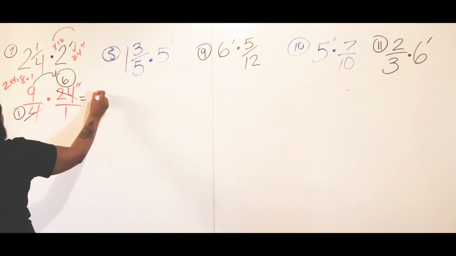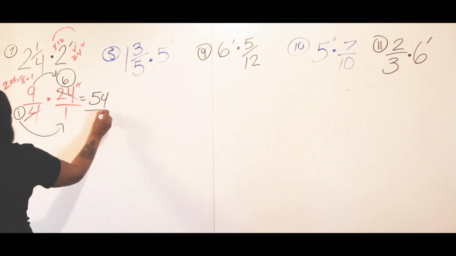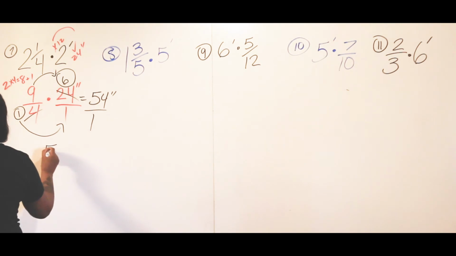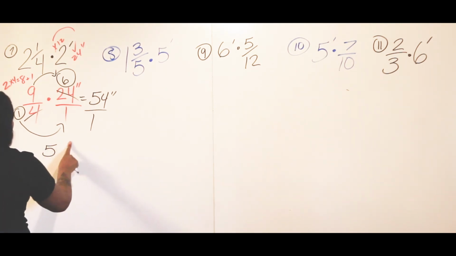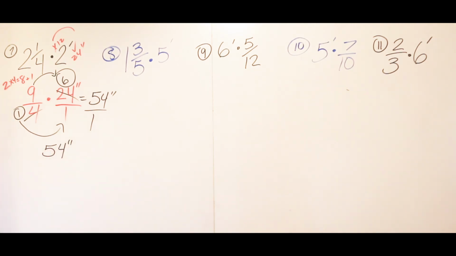9 times 6 is? 1 times 1 is? Anytime we have 1 as a denominator, the answer is always what that numerator is. I'm sorry, I'm writing numbers wrong. Don't make that mistake. 54 inches. 1 goes into 54 times. 54 inches we can't let sit like that because you've got more than 12 inches. If you leave 54 as a final answer, it's going to be wrong.